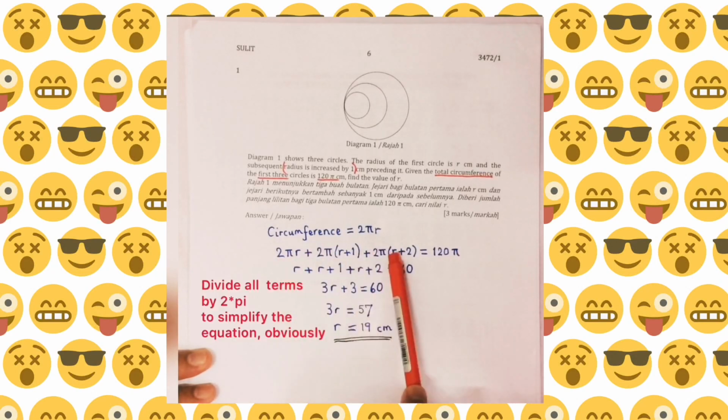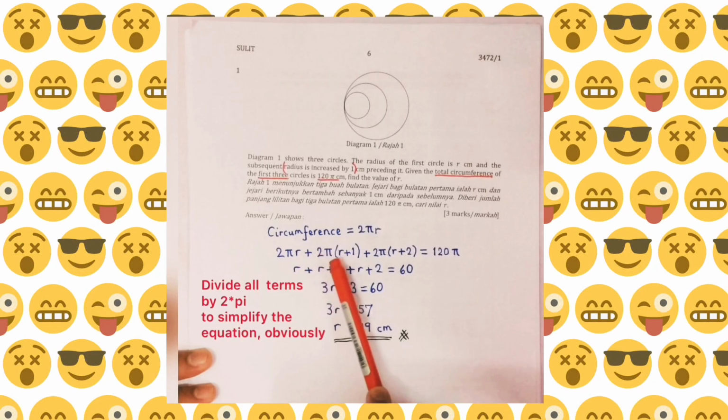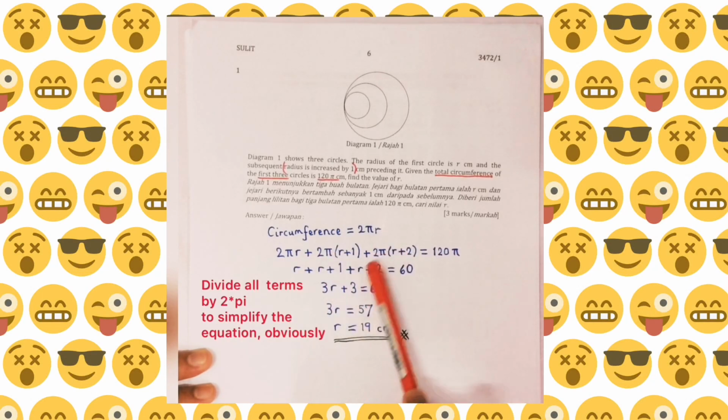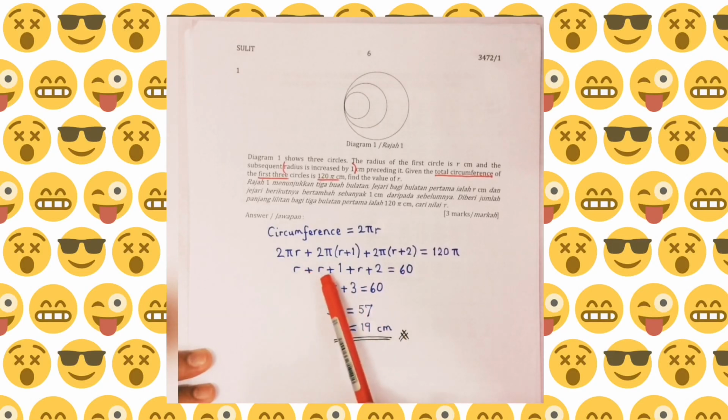You divide all the terms by 2 pi, so 2 pi r divided by 2 pi gives you r. Divide by 2 pi, you cancel. You divide by 2 pi, you cancel, you get only r plus 2. Divide by 2 pi, you get 60. R plus r, 3r. 1 plus 2 is 3. Bring over 60 minus 3, 57. And then divide by 3, so answer is 19.